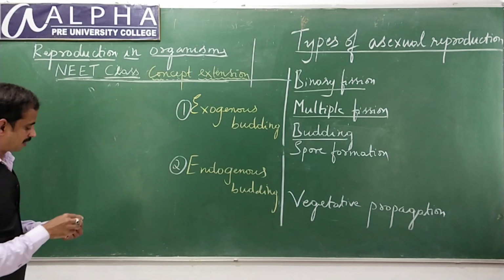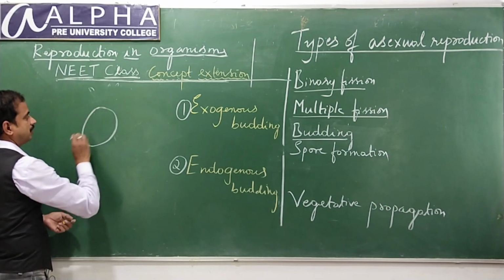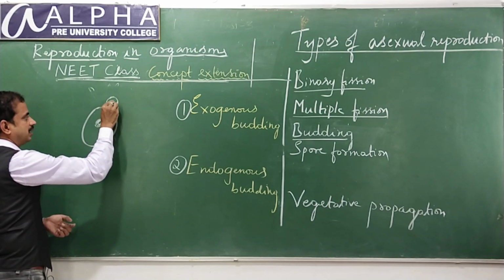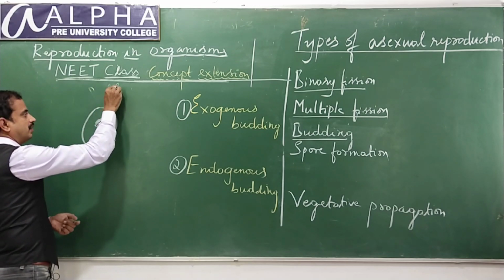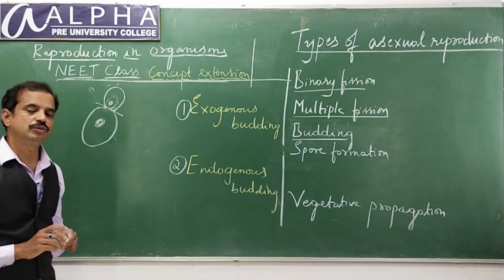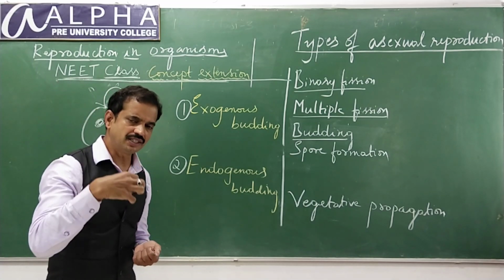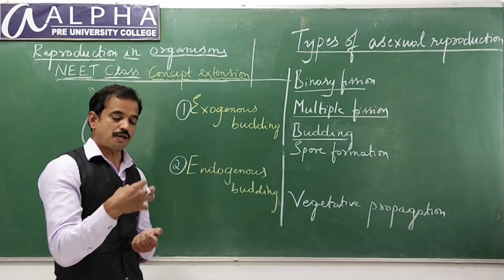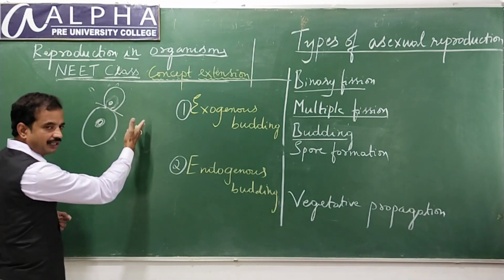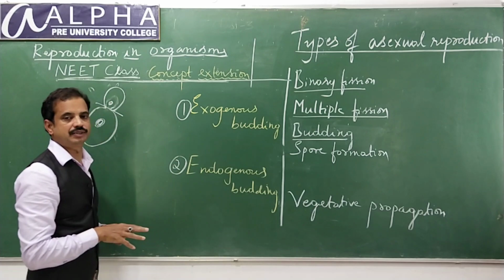It's a single cell like this. At one point, it enlarges. The nuclei splits and the nuclei migrates. It will further enlarge. You have studied that it will split and it will give rise to two daughter cells. Here, the buds which are formed are projecting outside the body of the animal or outside the cell. So, it is an exogenous budding.